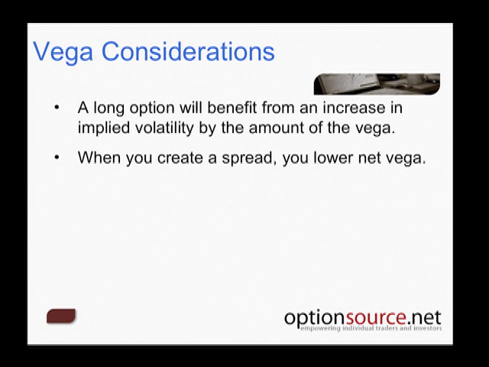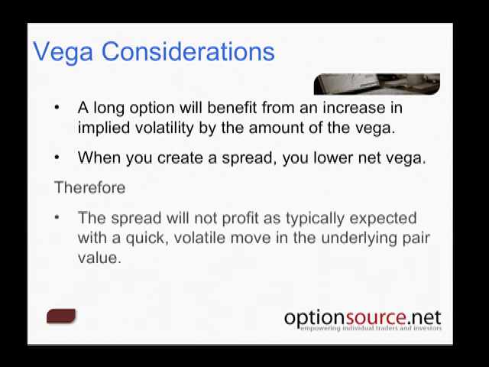So there's a number of considerations here that I wanted to put into perspective with respect to the Vega. First of all, a long option contract will benefit from an increase in implied volatility by the amount of the Vega. When you create a spread, you lower the net Vega. So what does this mean? Well, the spread will not profit as typically expected with a quick volatile move in the underlying pair value.